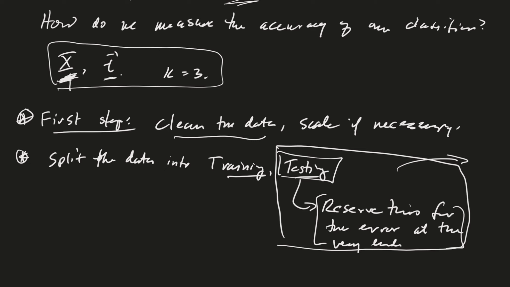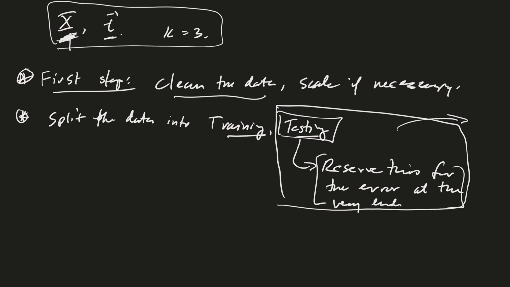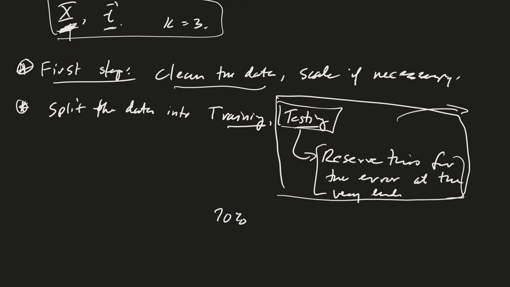By the way, a rule of thumb is usually 70% of your data for training and 30% for testing. But of course, that's a rule of thumb. It really depends on how much data you have.